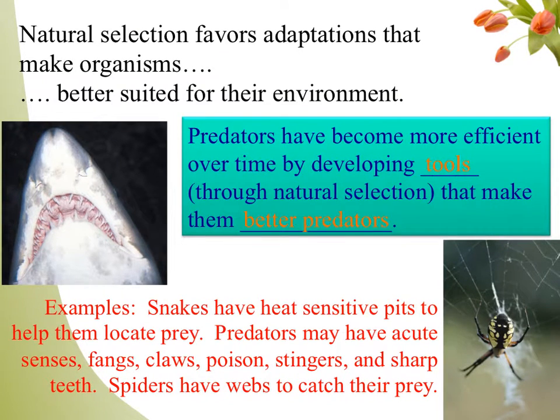Predators have skills, really adaptations, that have allowed them to survive and be better suited for their environment. This, of course, happens through natural selection. Predators have better and more efficient tools that make them better predators. Snakes have heat-sensitive pits that allow them to locate their prey. Other predators may have acute senses, fangs, claws, poison, stingers, and sharp teeth. Spiders have developed intricate webs to catch their prey and allow them to be better predators.